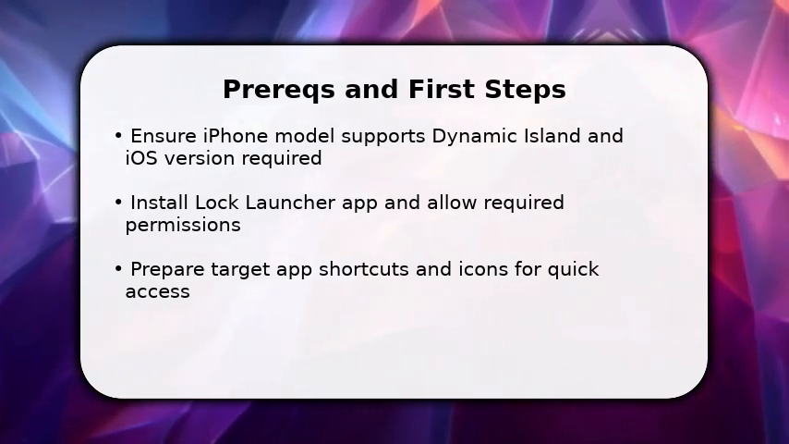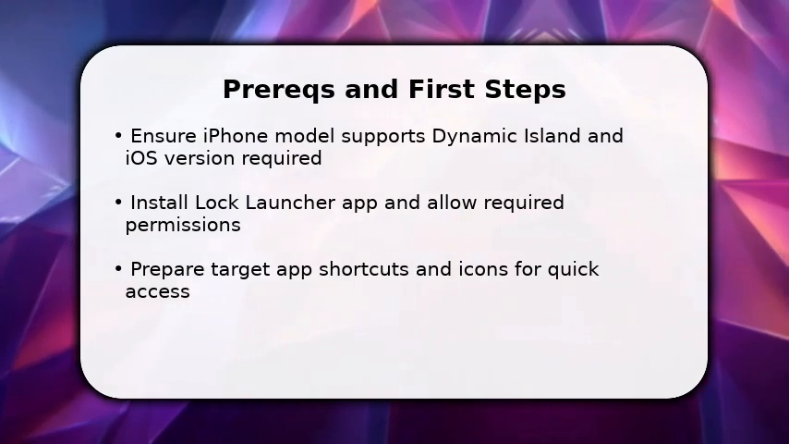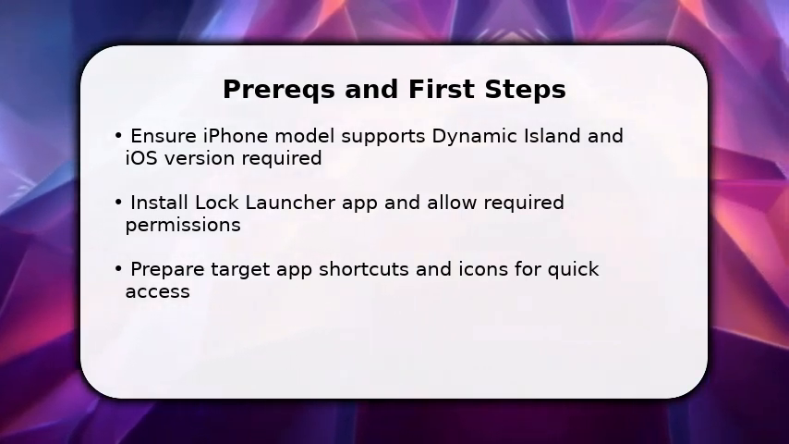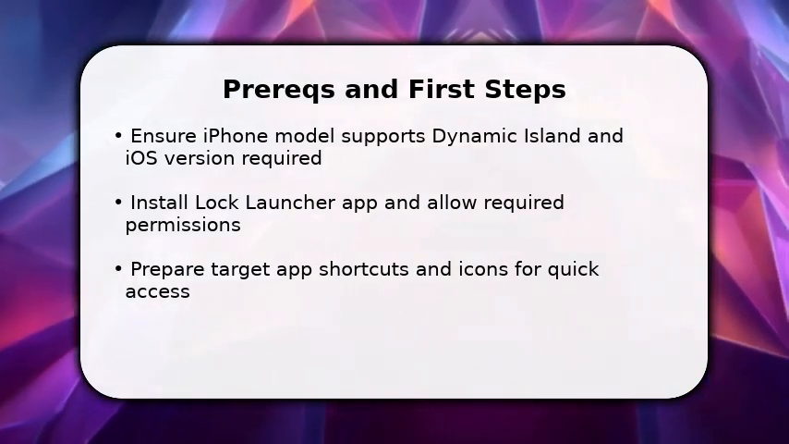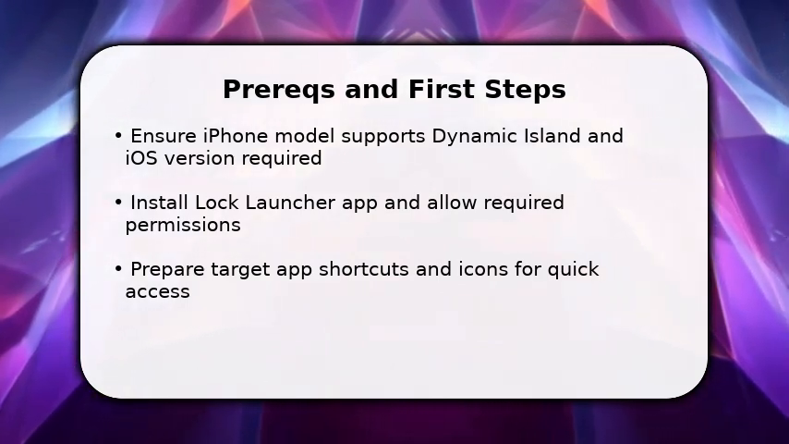Create or choose app shortcuts inside Lock Launcher. These become the targets you'll call from the Dynamic Island. Once done, tap Add Shortcut and assign a clear icon. Make sure names are concise so the island displays legibly.